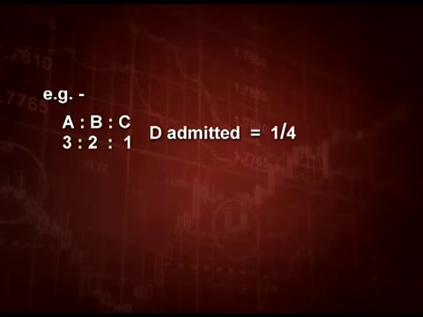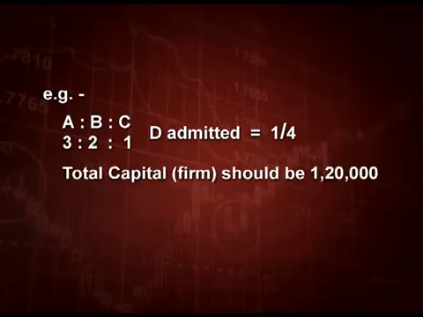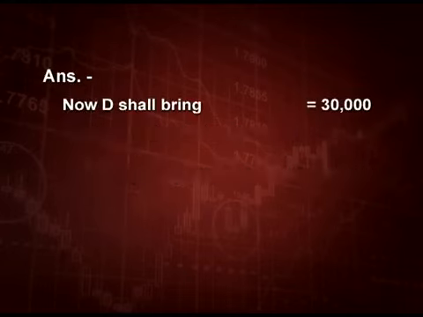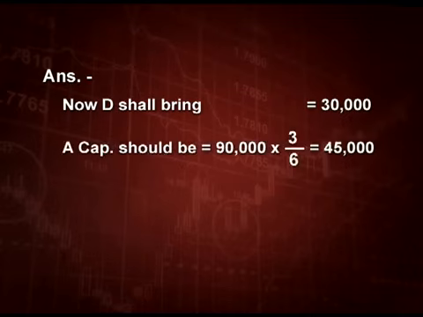Let us understand this by way of an example. Yes, the example is A, B, C in 3:1 ratio, old partners. D is admitted for 1/4 share. Total capital of the firm should be 1,20,000. Now, this is the question. How much will D bring? 30,000, because 1,20,000 into 1/4 is 30,000, and A's capital should be the remaining 90,000 into his share 3/6, that is 45,000.